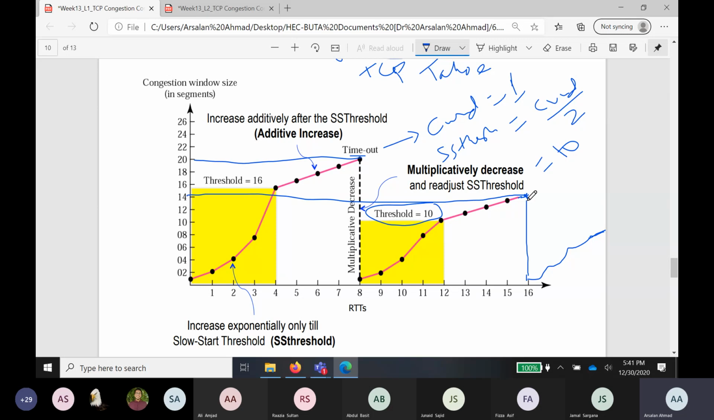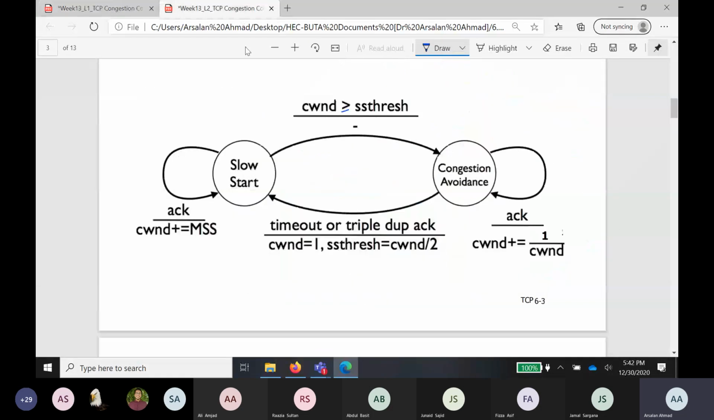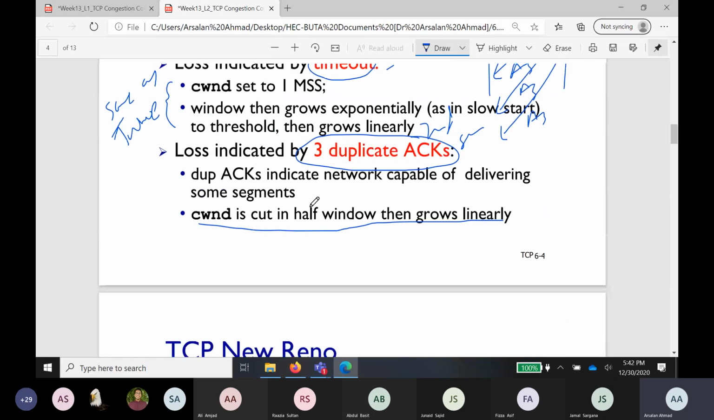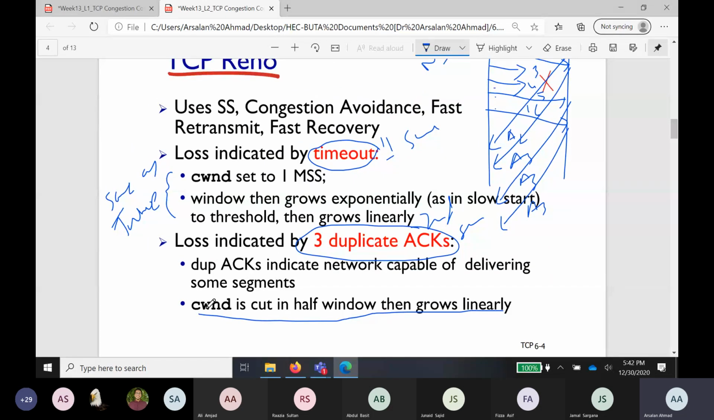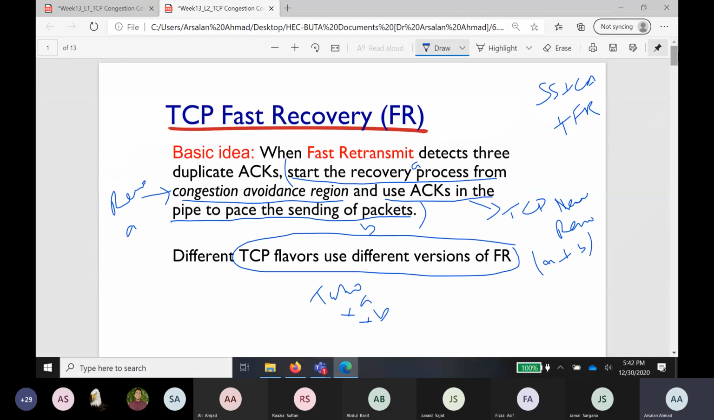So for instance, if this is a triple duplicate ACK, then even in this case, Tahoe will go down, cwnd equal to 1, and then slow start again, and after hitting the threshold, move to linear. But Reno is saying, no, I won't do it like that. I will cut cwnd in half and then grow linearly. This is what we call fast recovery. That's it. And now let's move back to the definition.